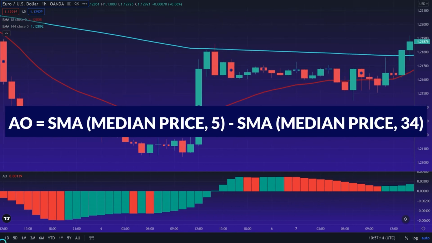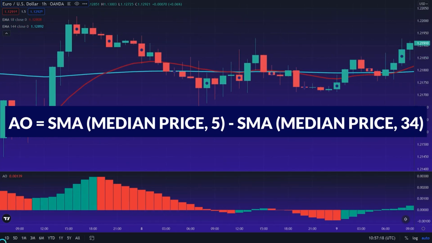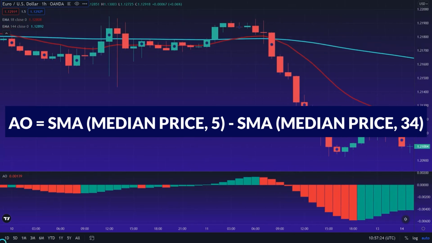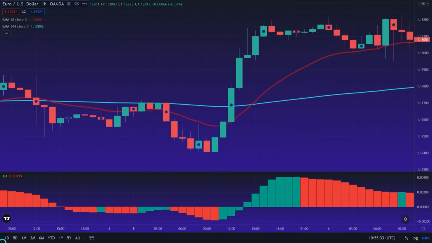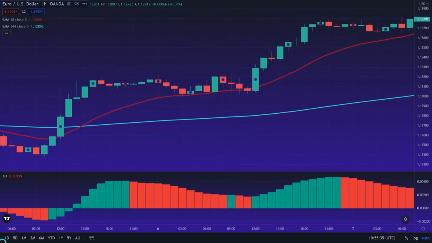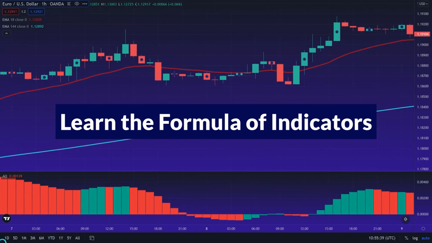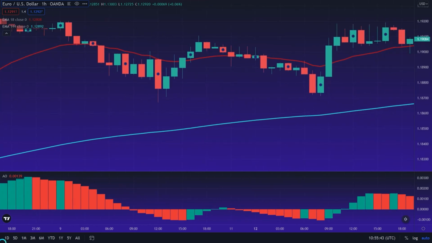Here is the equation of the indicator if you are interested, because I always recommend to take a look at the equation of the indicators and play around with it. You can also modify it if you want, but learn what they are, because that way you will have a much easier time to actually implement the indicators in your strategy.